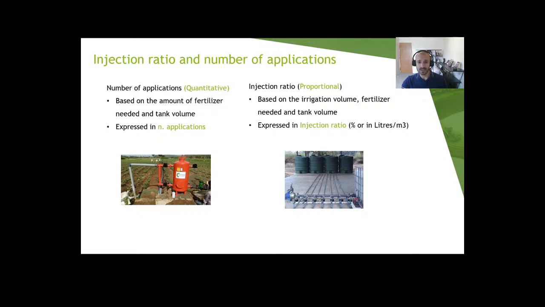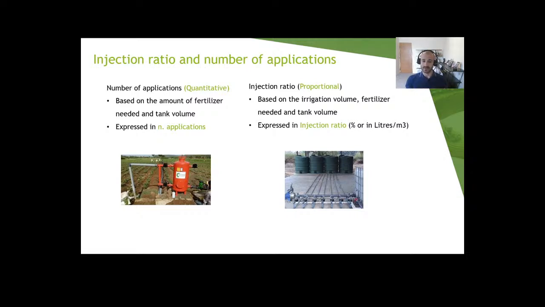As I said before, proportional is based on the irrigation volume, a proportion of the irrigation volume. So it's based on what is called the injection ratio, and it can be expressed either as a percentage of the volume of irrigation or in liters of nutrient stock solution per cubic meter of irrigation.